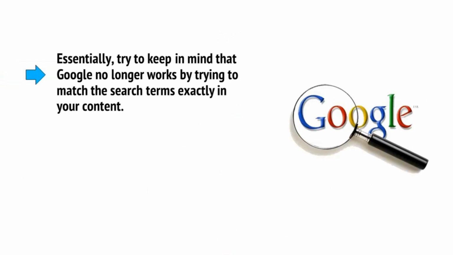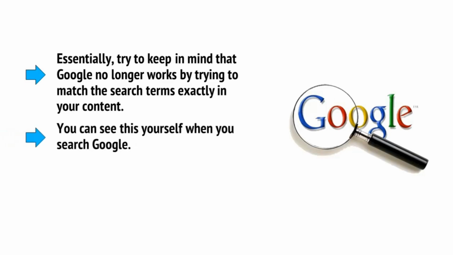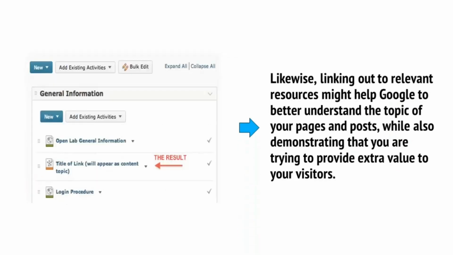Essentially, try to keep in mind that Google no longer works by trying to match the search terms exactly in your content. You can see this yourself when you search Google. Search for "get big arms," and many of the results that come up won't actually include those precise words. Likewise, linking out to relevant sources might help Google to better understand the topic of your pages and posts, while also demonstrating that you're trying to provide extra value to your visitors.